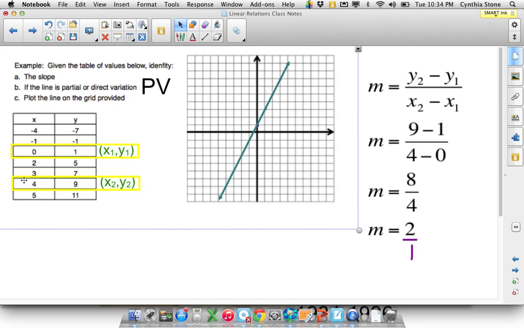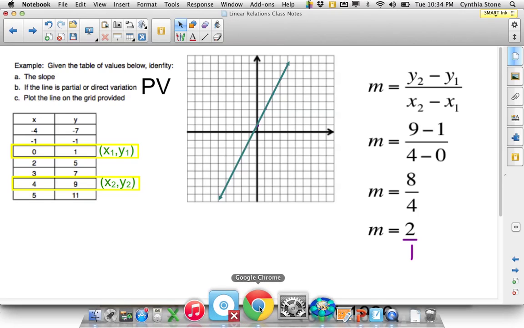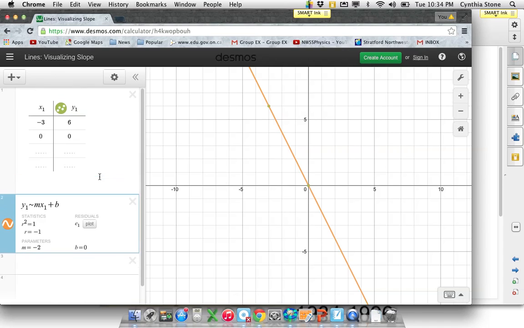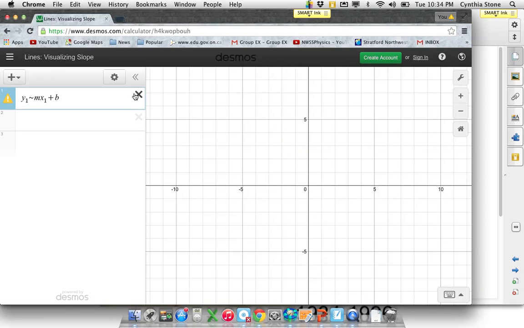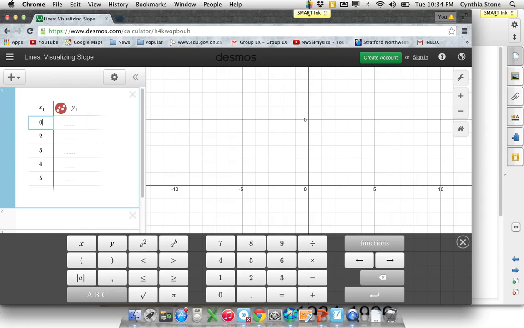Let's do it on Desmos as well. And I'm going to use these same points again, 0, 1, and 4, 9. And I'm going to put them in Desmos and see if we get the same graph. Okay? So if you can flick with me to Desmos. I'm just going to erase these ones and start over again. So add item, table, 0, 1, 4, 9, and delete these ones. Okay, so add those points.